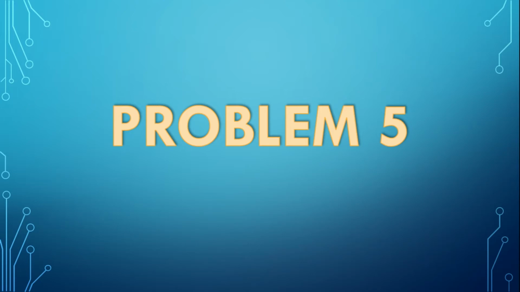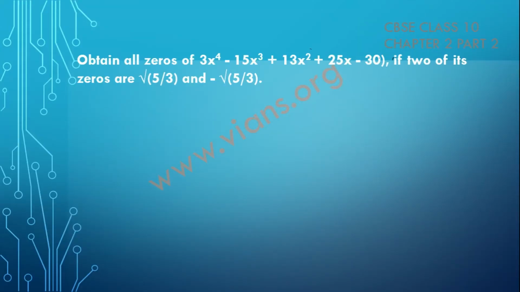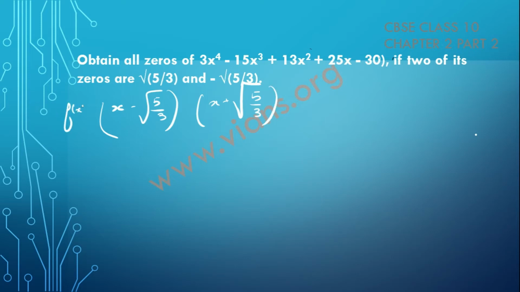Now let's go over to problem 5. Problem 5, obtain all zeros of 3x raised to power 4 minus 15x cube plus 3x square plus 25x minus 30 if two of its zeros are root 5 by 3 and minus root 5 by 3. How do we solve this equation? So we know that since root 5 by 3 and minus root 5 by 3 are zeros of this, we could also say x minus root of 5 by 3 and x plus root of 5 by 3 when multiplied together will give you f of x, which is a divisor of this particular polynomial. So this gives you x square minus 5 by 3, which is nothing but 3x square minus 5 by 3.